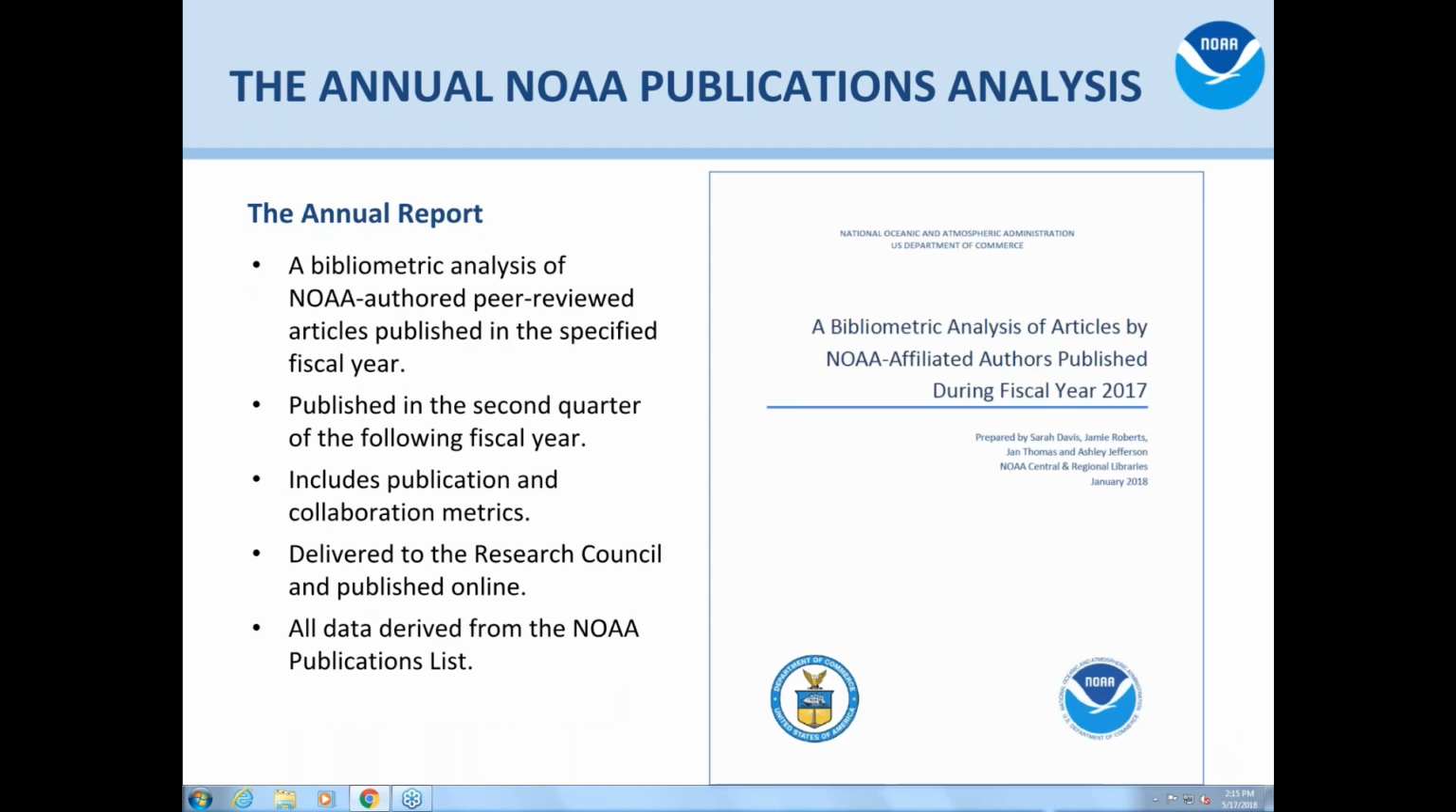So the other big product we do, which is a summary of those quarterly reports we put together, is the annual publications analysis. We put this together every January for the previous fiscal year, and we look at all the NOAA authors that we've collected through the year and provide a number of publication and collaboration metrics. We don't do citation metrics or analysis of citing articles in this report because it's from the previous fiscal year. They wouldn't be impressive numbers. We wait a while for that.